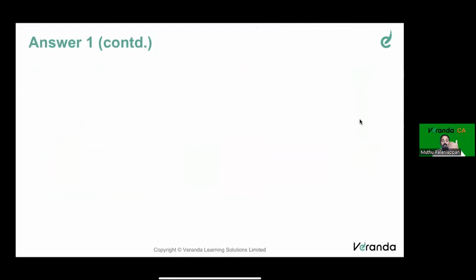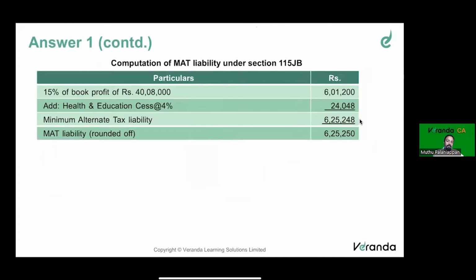Now we need to compute the tax part of it. MAT under section 115JB was earlier taxable at 18.5%, but from last year, it is taxable at 15%. So this is a new rate. 15% is the new rate applicable, and this 15% has to be applied to the book profit.